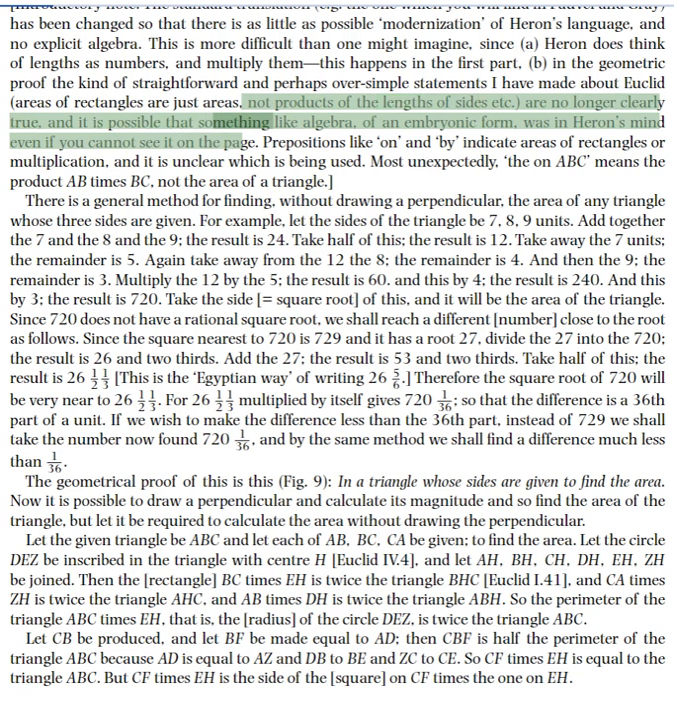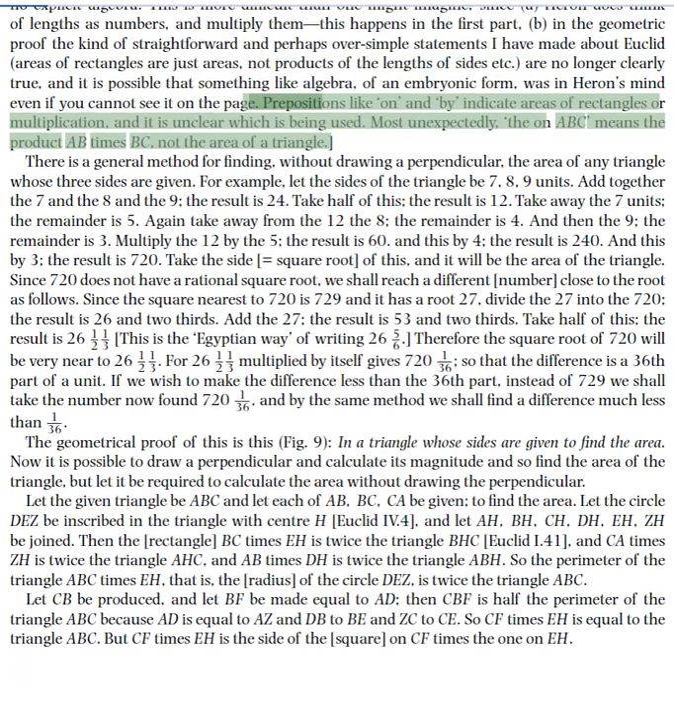It is possible that something like algebra, of an embryonic form, was in Heron's mind even if you cannot see it on the page. Prepositions like con and by indicate areas of rectangles or multiplication, and it is unclear which is being used. Most unexpectedly, the on ABC means the product AB times BC, not the area of a triangle.